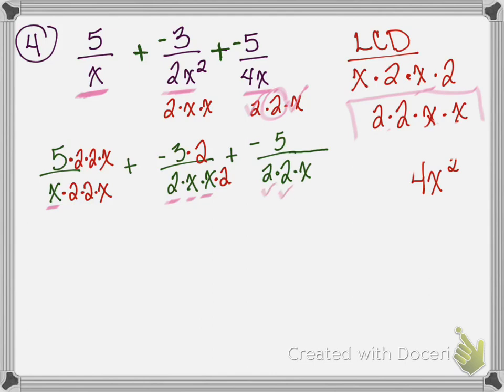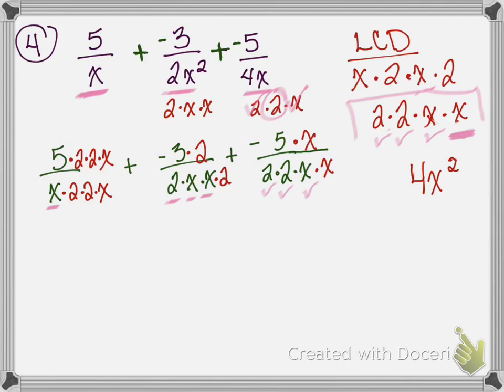So we have a 2 here and a 2 here, 2 here and 2 here. And then we have 1x, okay? But we're missing this x right here. So I've got to multiply the bottom times an x, and if I multiply the bottom times something, I have to do the top. So now every one of our denominators has the same denominator.